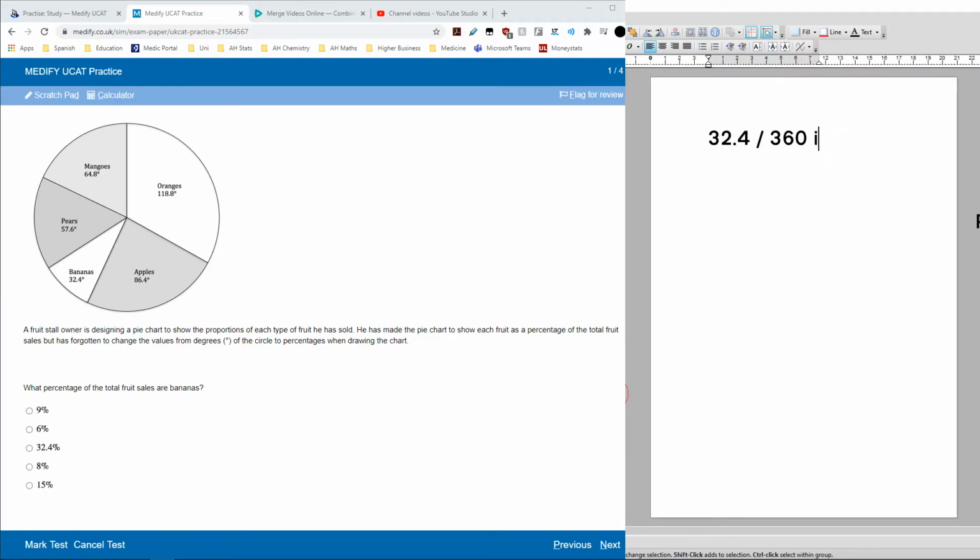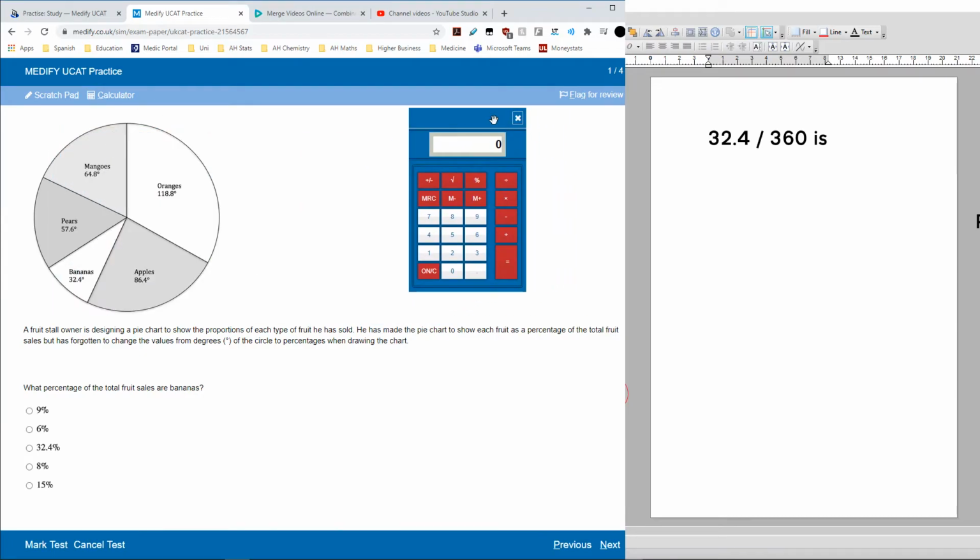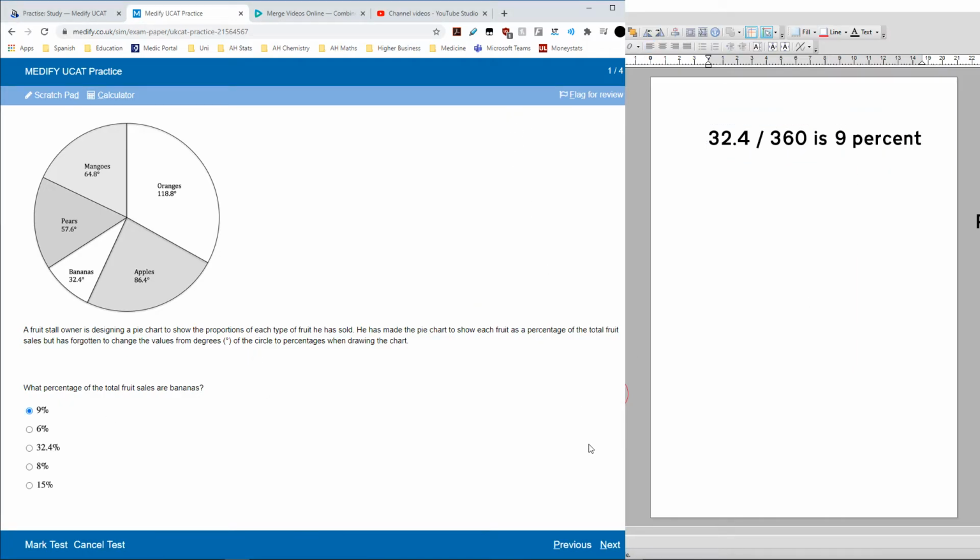Now this will give us, let's have a look, 32.4 divided by 360, 0.09, that's 9%. So I'll just make a little note of that. Now we'll put it down as our answer. Move on to the next one. The salesman sold 450 pieces of fruit in total. How many pears were sold?